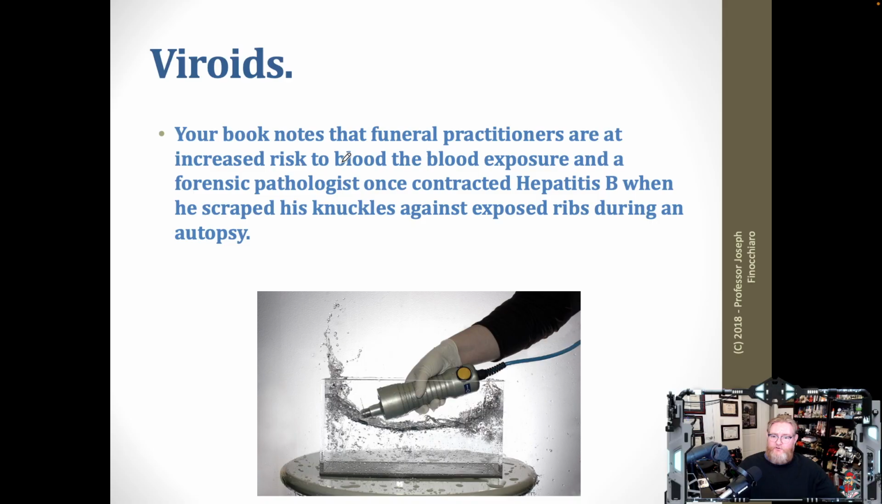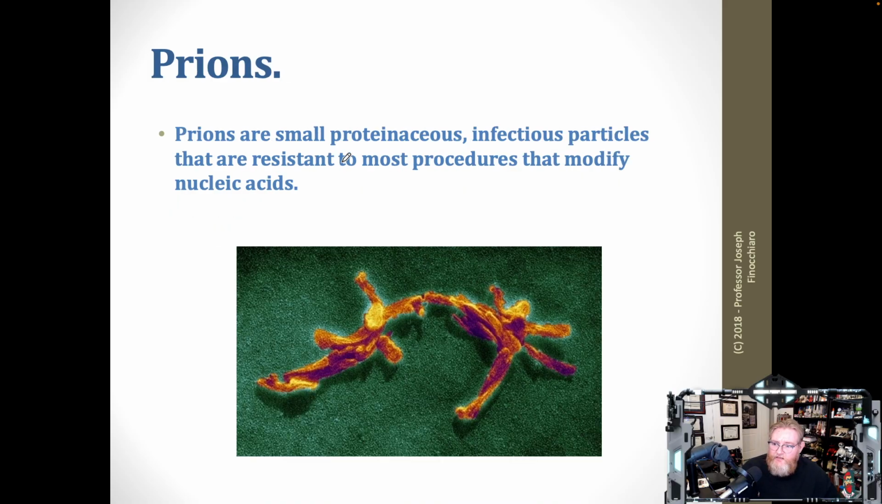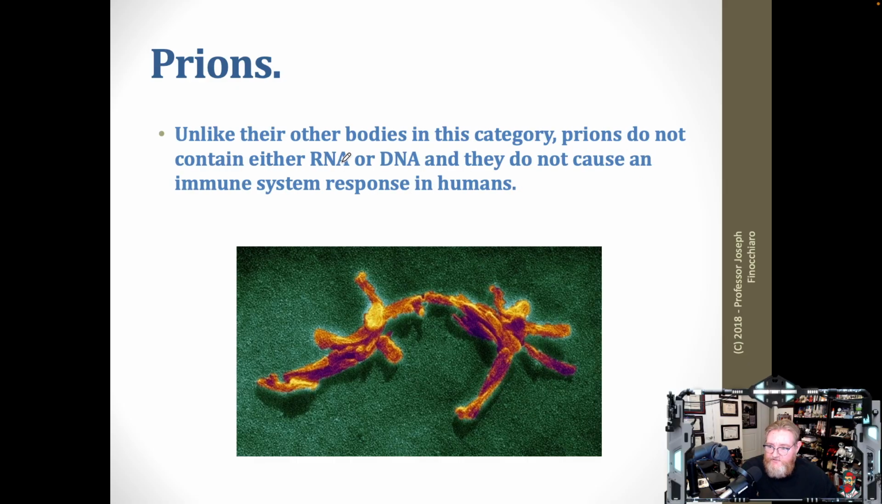Your book notes that funeral practitioners are at increased risk to blood-to-blood exposure, and a forensic pathologist once contracted hepatitis B when he scraped his knuckles against the exposed ribs during an autopsy. Which, when they go after them with the rib cutters, they create some sharp edges. Just letting you know. Prions are small proteinaceous infectious particles that are resistant to most procedures that modify nucleic acids. Unlike their other bodies in this category, prions do not contain either RNA or DNA, and they do not cause an immune system response in humans.